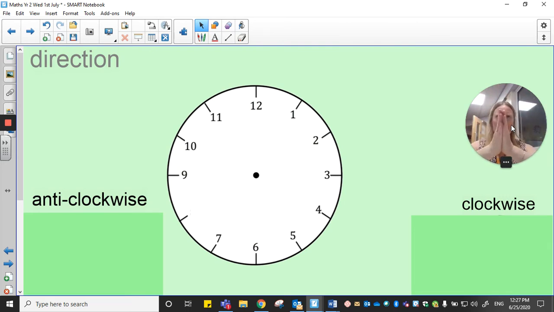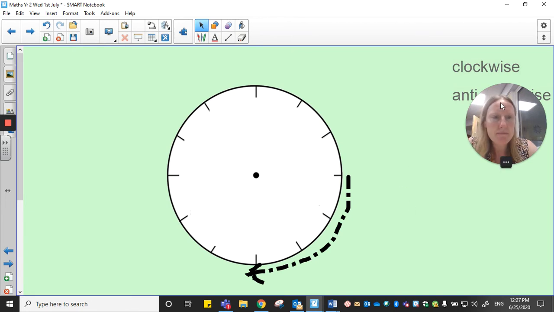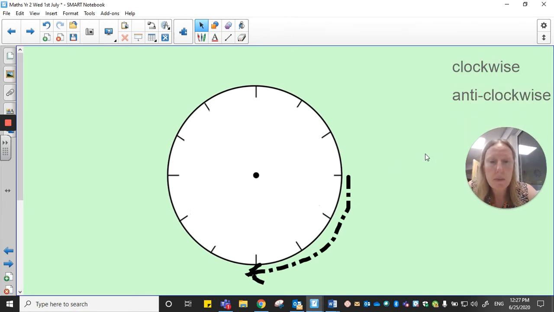Which way is anti-clockwise? Imagine the 12's there. 11, 10, 9. Okay, fantastic. Let's do a little bit of practicing. So have a look at this. You've got the 2 words that you need up there.